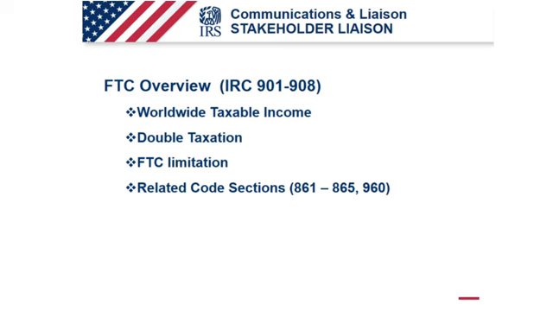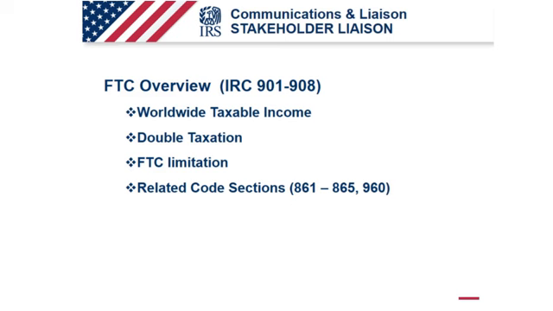So, like I said, we always start with some overview. The code sections for FTC are found predominantly in code sections 901 through 908. And this slide shows what's considered to be the tripod of FTC concepts. And that includes, first of all, the taxation of worldwide taxable income of U.S. taxpayers, which includes citizens and residents, as well as domestic corporations. And it's the most defining characteristic of our U.S. tax policy. So what happens when income is taxed both by the U.S. and a foreign country, referred to as double taxation?